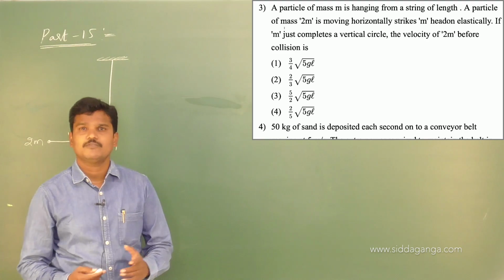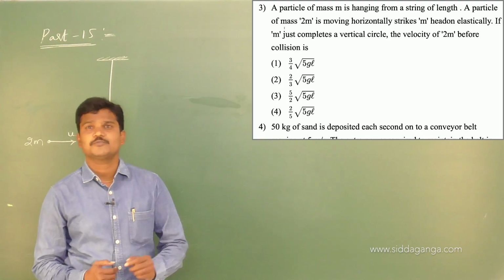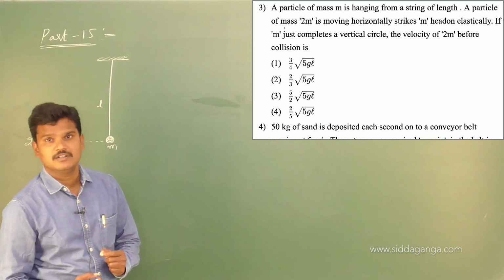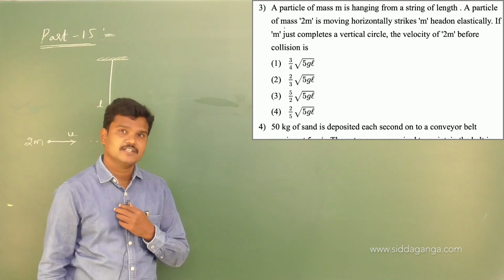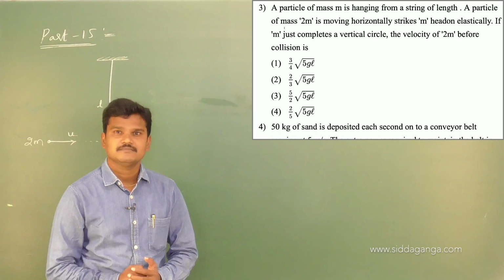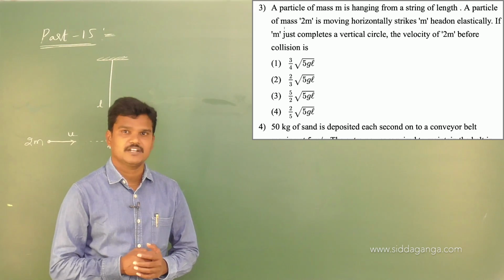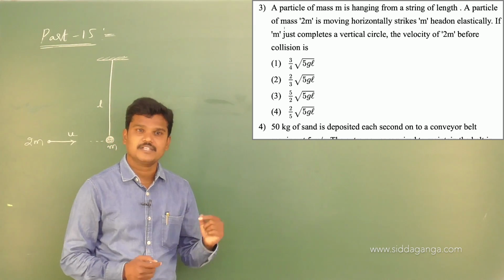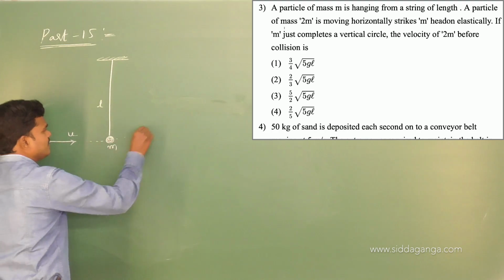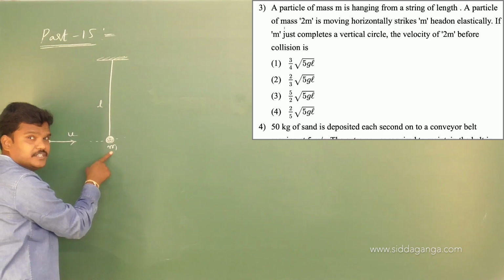Vertical circle: if a body wants to complete a vertical circle, definitely the velocity of the body at the lowest point is root 5 g r. I hope you remember the formula. So to complete a vertical circle, the minimum velocity at the lowest point is root 5 g r, where r is the radius of the circle. Here r is nothing but L. So root 5 g L.